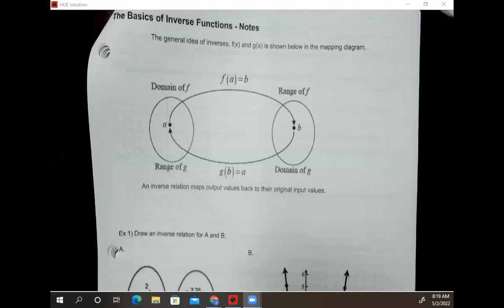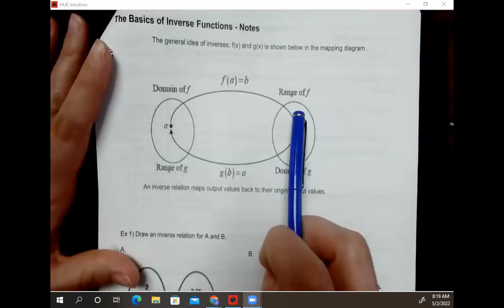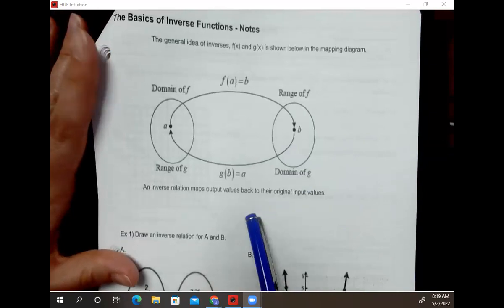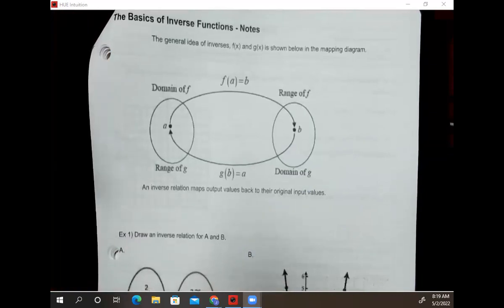We are starting on page 33 today. We're going to talk about something called inverse functions. So the idea of an inverse function is that I'm going to take my domain and my range and switch them. So we're going to take essentially our x and y values and switch which one is the domain and which one is the range.